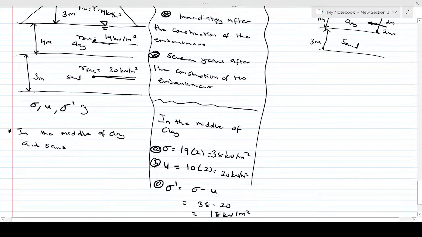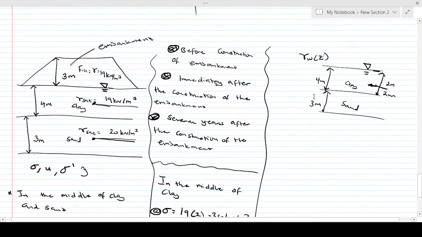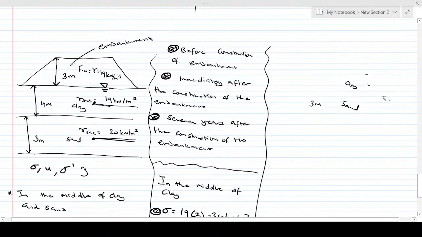So A, before construction of the embankment. Now, under the same condition, we want to consider immediately after the construction of the embankment.